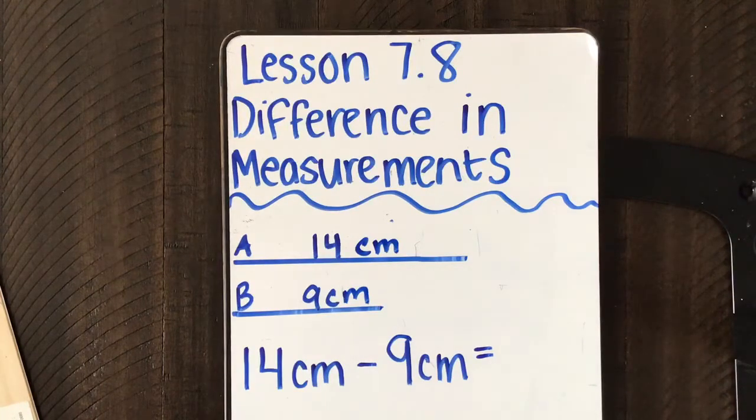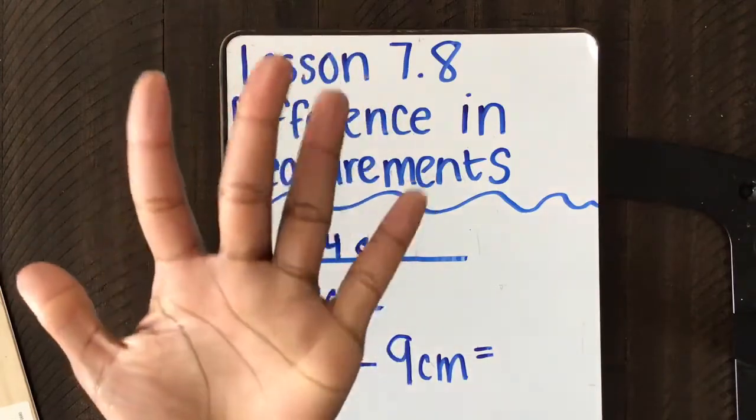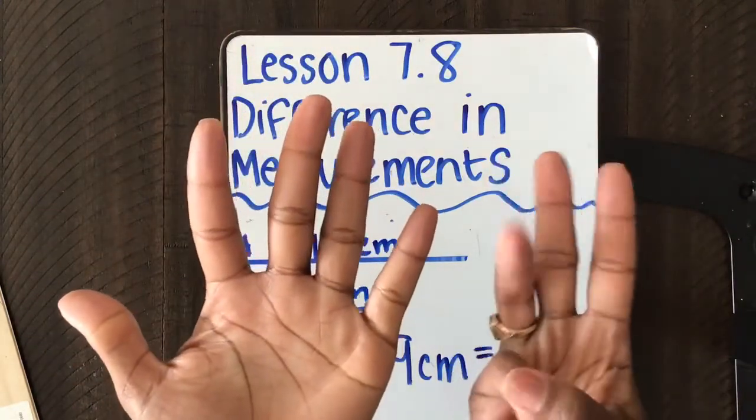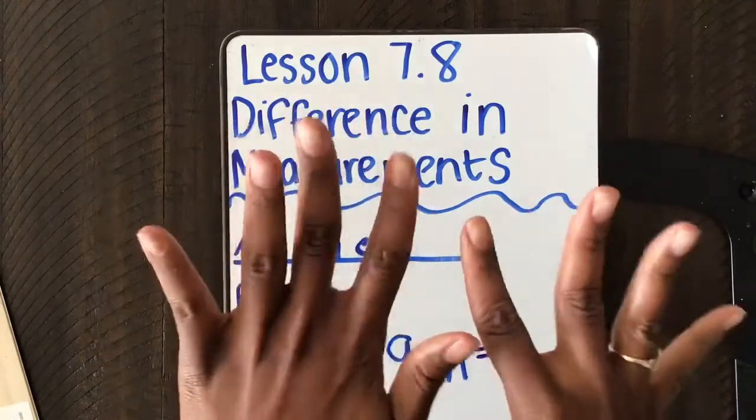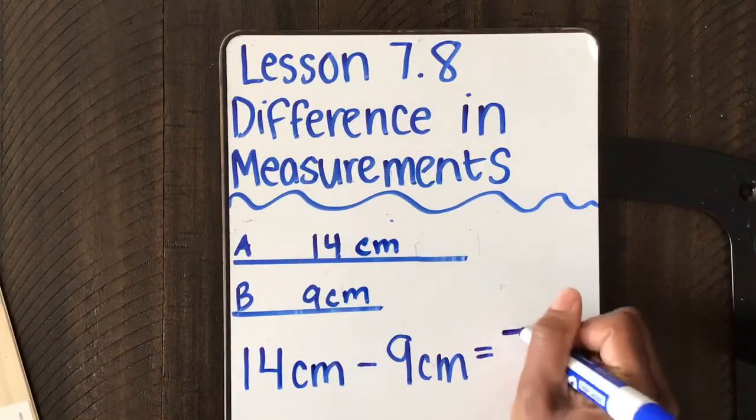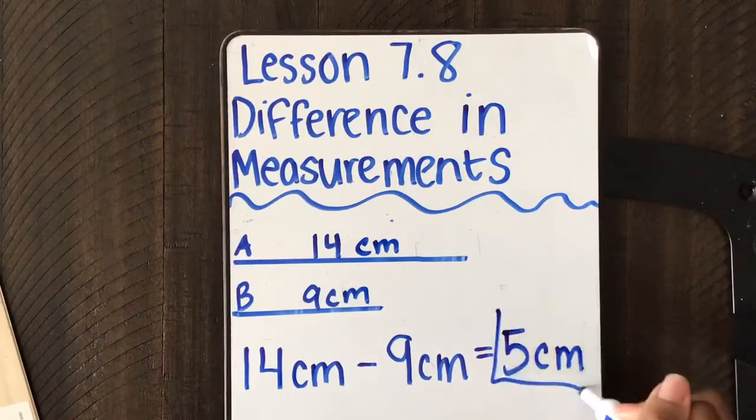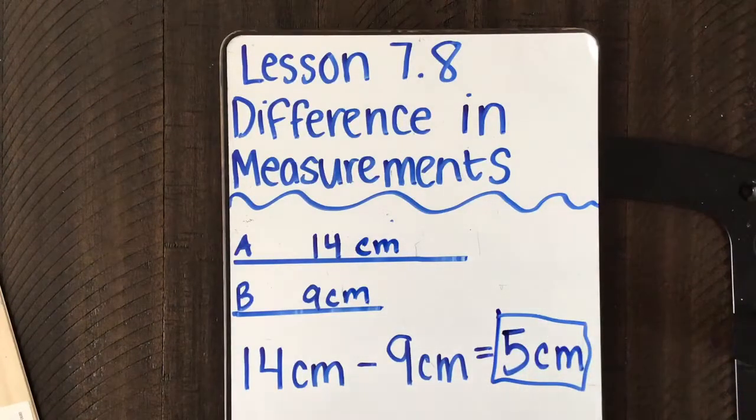So in this case, I'm going to go ahead and use the count back method to help me figure out the difference, starting with 14, counting back 9. So I will start with 14, 13, 12, 11, 10, 9, 8, 7, 6, 5. So 14 minus 9 equals 5. That means the difference is 5 centimeters. Two thumbs up if this is starting to make sense. All right, let's do one more.